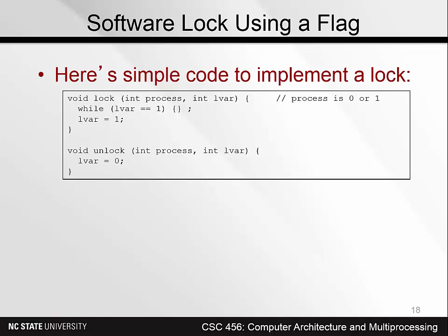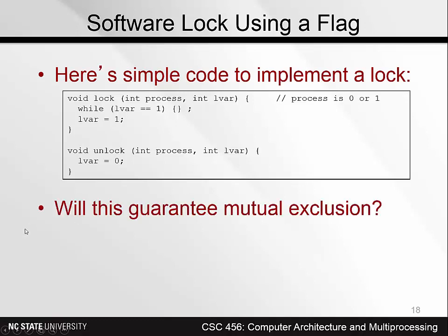The code here consists of a while loop that keeps checking a shared variable. As soon as that shared variable becomes 0, the process can enter the critical section. It immediately sets the shared variable back to 1. Then, when the process exits the critical section, it sets the shared variable to 0, allowing the next process to enter the loop. Does this guarantee mutual exclusion?